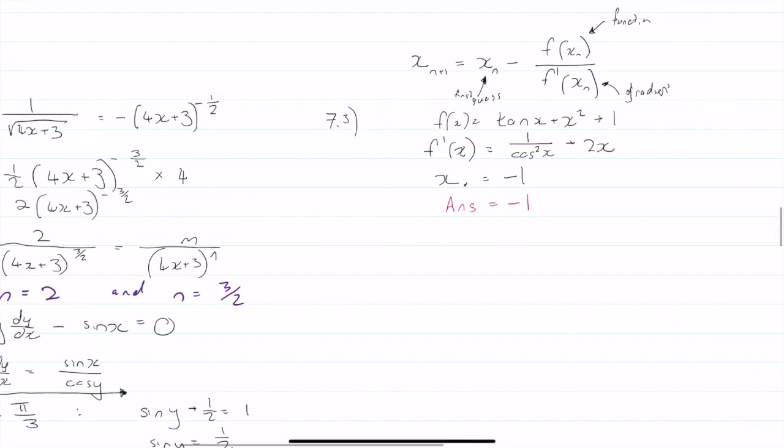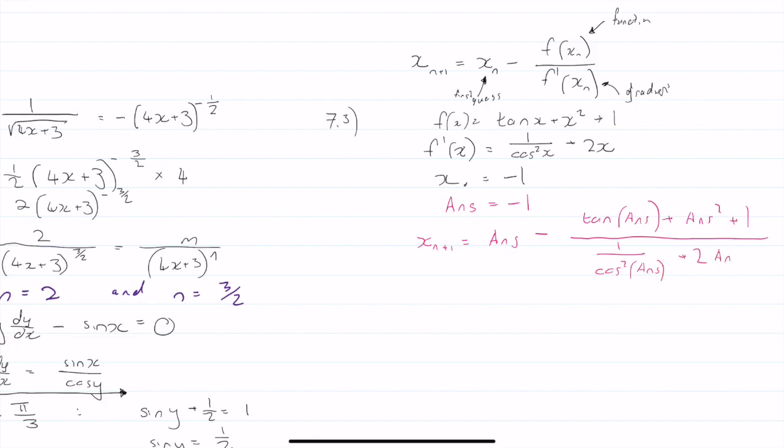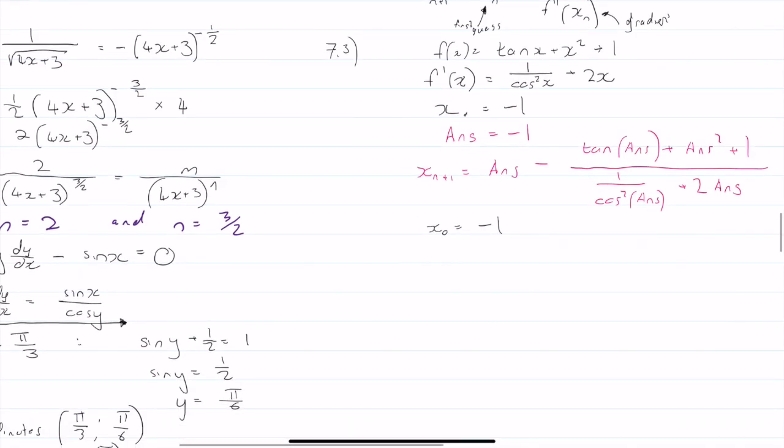So basically what we can say is x_(n+1) is equal to, and this is what it should look like in your calculator: answer minus, so we've got the function, tan of your answer plus your answer squared plus 1, all over 1 over cos squared of your answer plus 2 times your answer. Okay, so we already know that our initial guess was x_0 equal to minus 1. Then you click equals, and that gives you your first iteration.